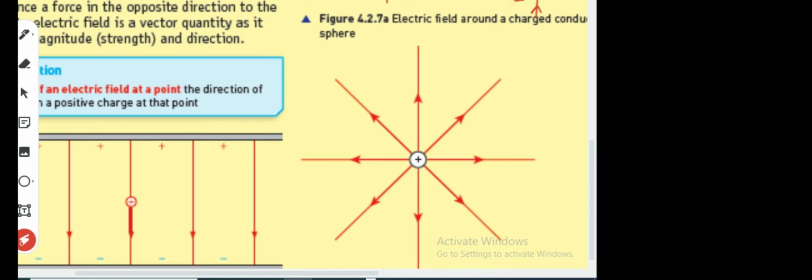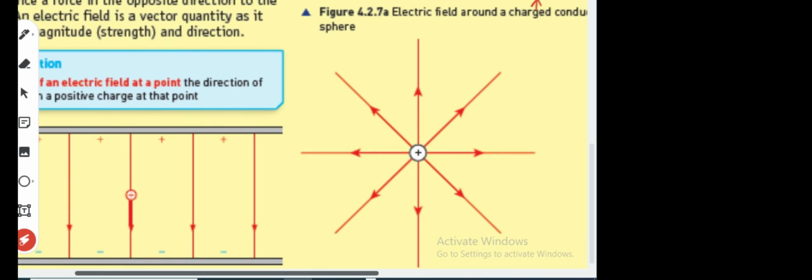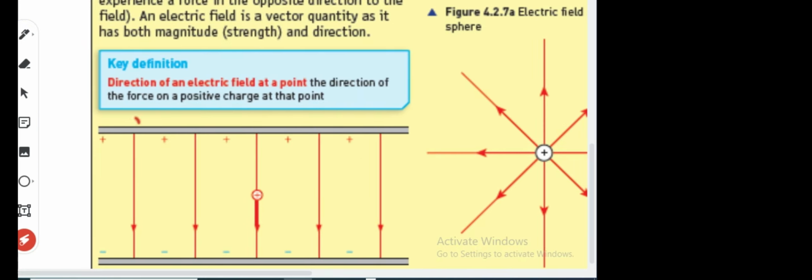Alright, so that's the same thing if it is a point charge. If it's a point charge that is positively charged, radial lines have arrows pointing away. Now if you have two parallel plates such that one plate is positively charged and the other plate is negatively charged, you also have lines moving from the positive side to the negative side.